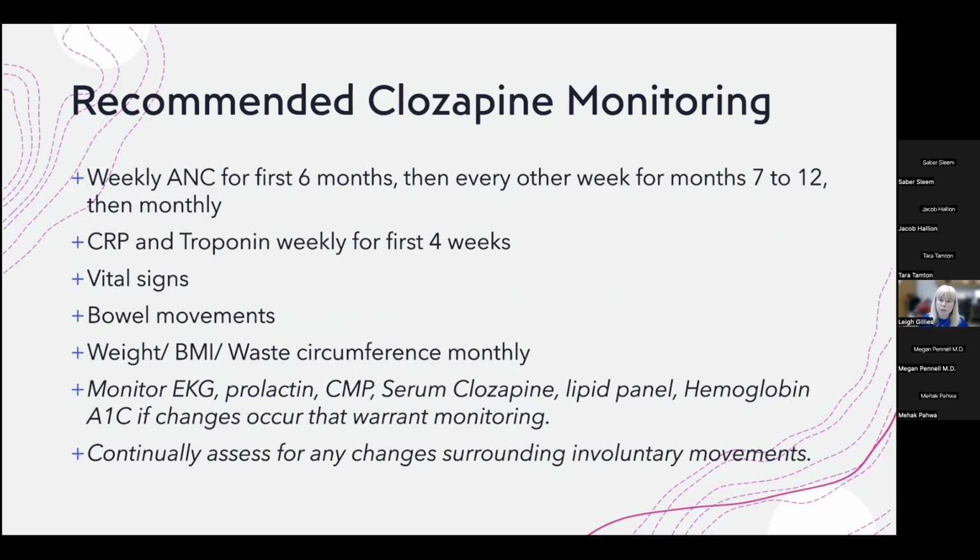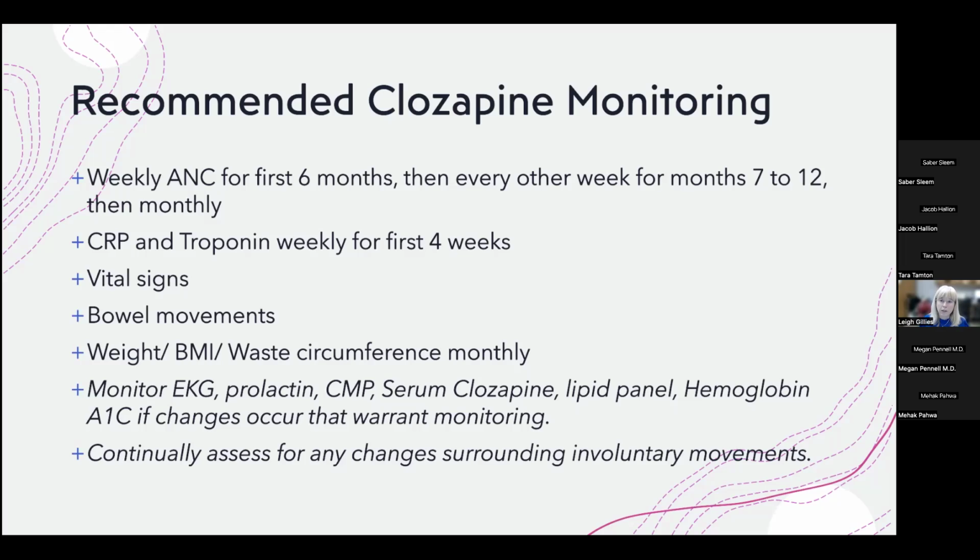So recommended clozapine monitoring, we have to meet the requirements of the REMS program. We have to do weekly ANC monitoring for 6 months. And then the next 6 months, months 7 to 12, it's every other week. And then after that, if they've been stable, no significant changes in the ANC, then you can go to monthly monitoring thereafter.